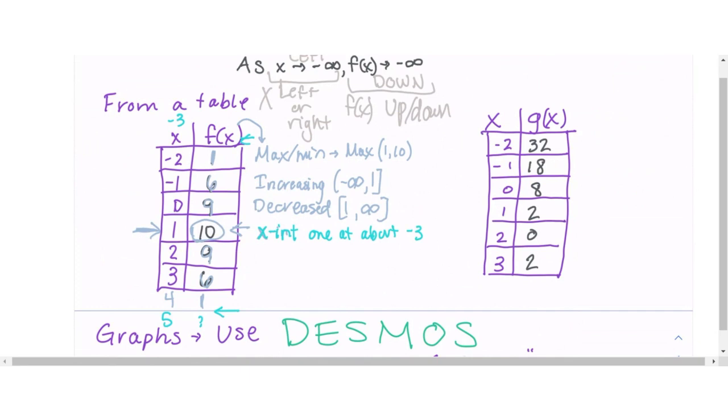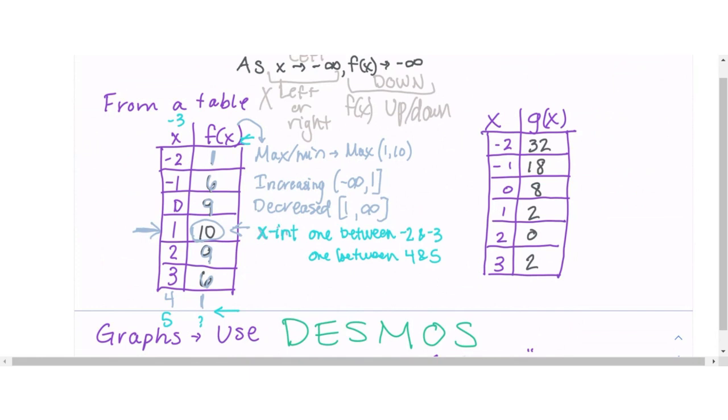So let me change that. 1 between -2 and -3. Again, we're looking at the x-axis, and then 1 between 4 and 5.